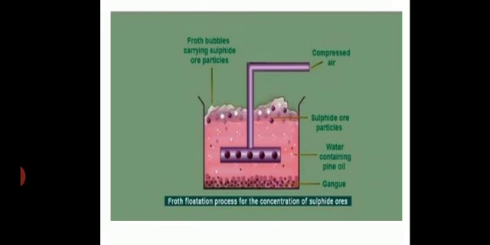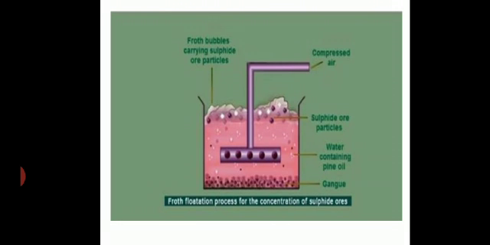Now what we do is we take the ore in the tank, as we can see, and we pass hot compressed air through it. Got it? The tank contains a mixture of pine oil and water, and before passing the hot compressed air we put in the ore. Now when you pass the mixture of pine oil and water into this tank under high pressure, it forms froth. Got it? It forms froth.